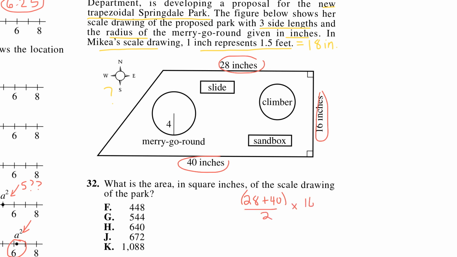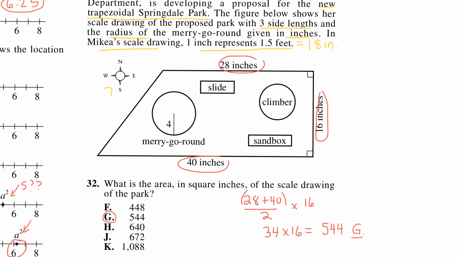which is 16. So if I take 28 plus 40, that's going to be 68. 68 divided by 2 is 34. And then I'm going to have 34 times 16. And if you use your calculator for that, it looks like that's 544, which is answer G.